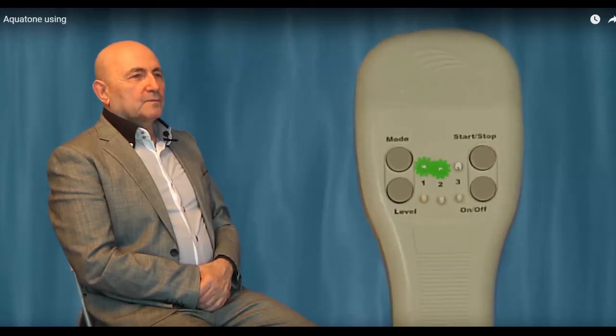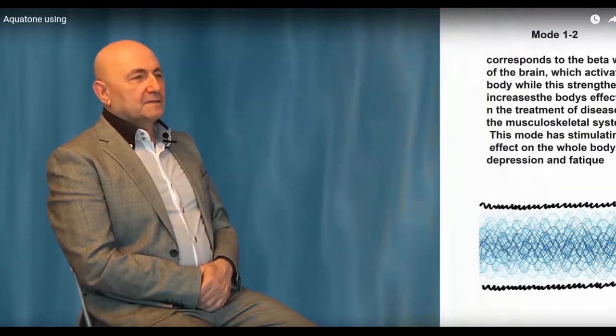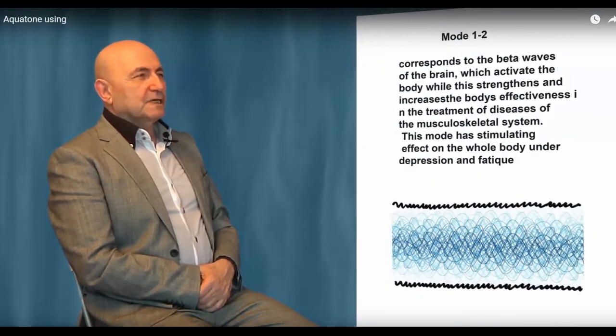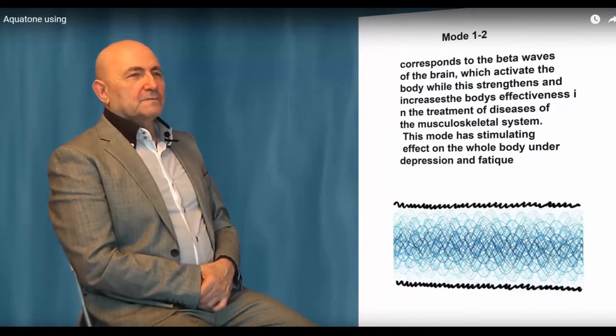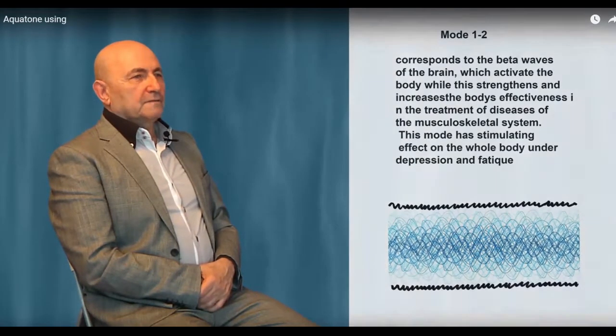Mode 1-2 corresponds to the beta waves of the brain, which activate the body and can be used for almost all health issues. But as this mode is invigorating for the body, it is well used for depression and fatigue, but before dinner and not in the evening.